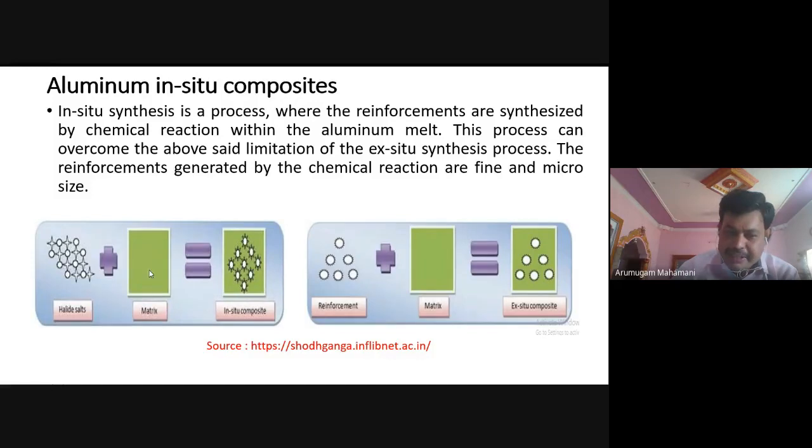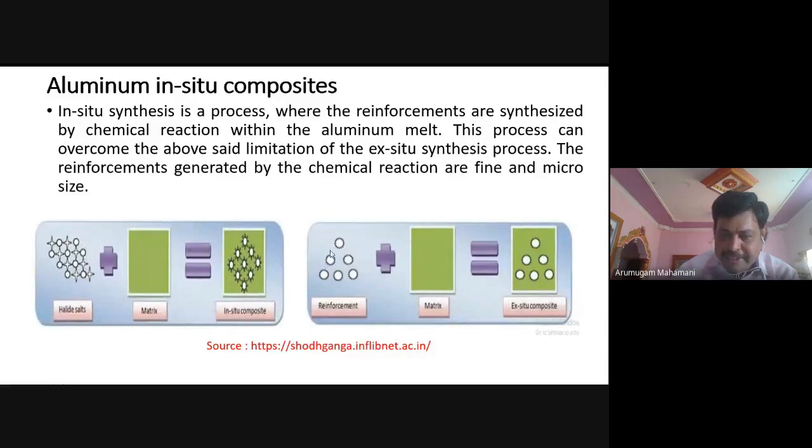Right? Here, in situ, we are not purchasing. For example, in the in situ method, if you want to synthesize TiB2 composite, you need not purchase TiB2. Through the chemical reaction, you will get it. So the TiB2 is freshly chemically generated. It will be added with the matrix so that you will get a lot of enhancement in the property.